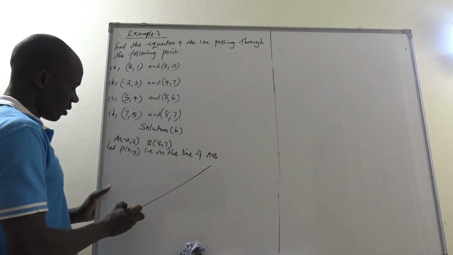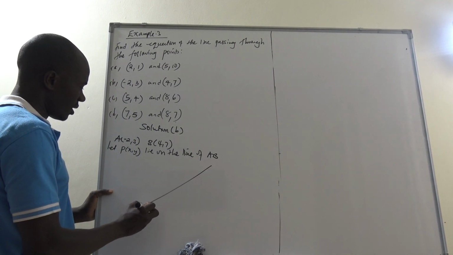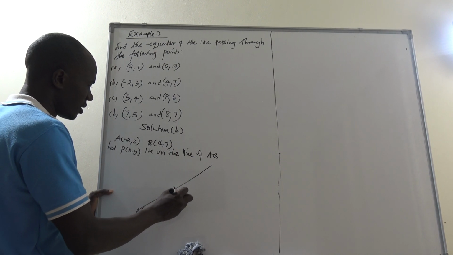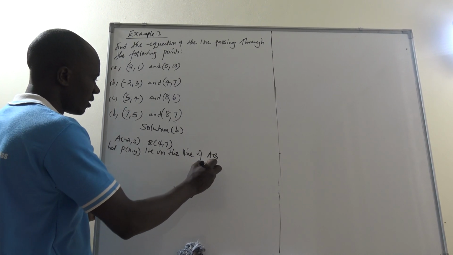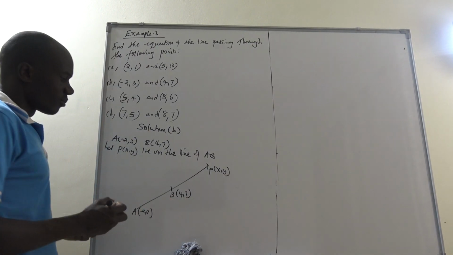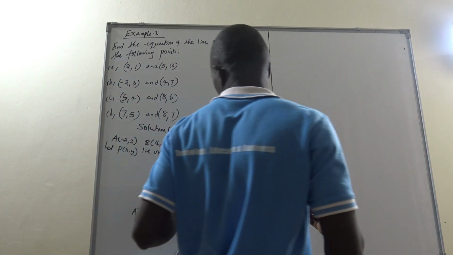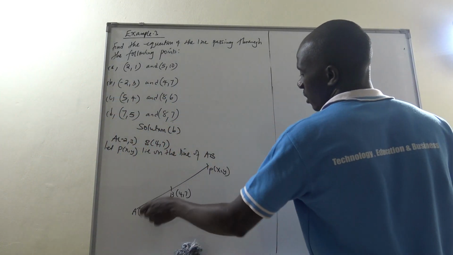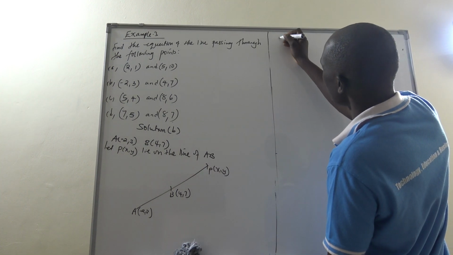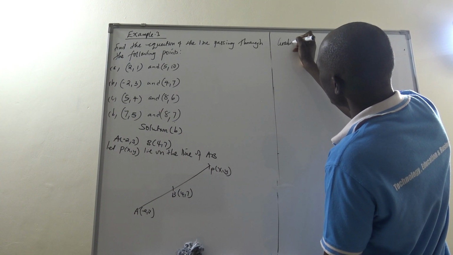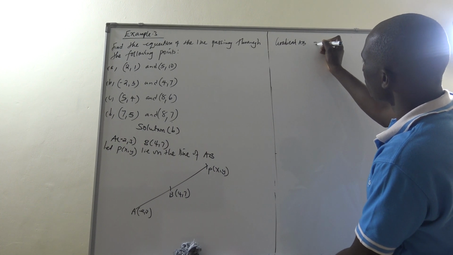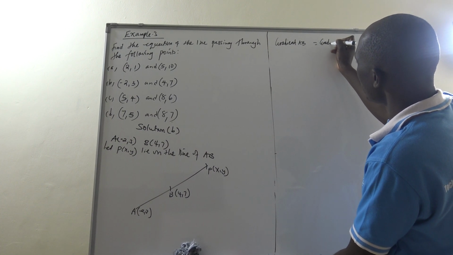So if we have this one, this is A. What is A? Negative 2, 3. This is my point B, 4, 7. And this is my point P, (x, y). So we are going to say gradient AB is the same as gradient AP, or gradient AB equals gradient BP.